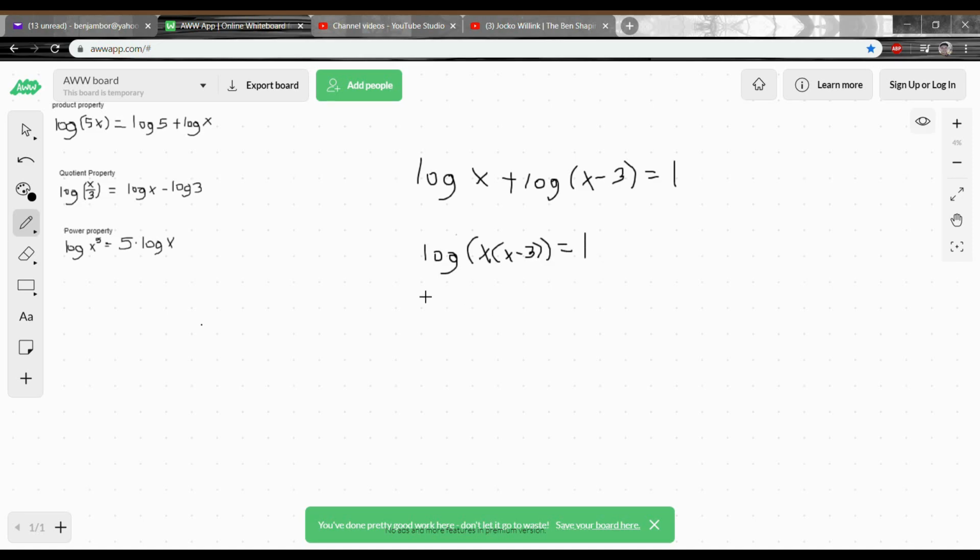to 1. Now that we have the logarithm on one side and a constant exponent, we will remember this is a logarithm base 10. We're going to take 10, raise it to the 1 power, and set it equal to the remaining number, x times x minus 3.